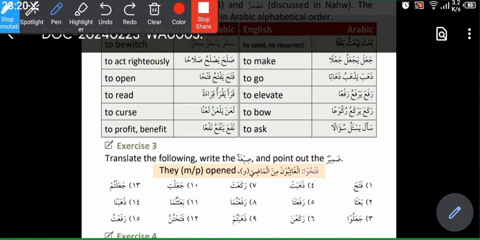Okay, so what is ja'alti? Feminine. I'm telling a feminine. Wahid mu'annas hazir. You made. M-A-D-E. You made. Very good. Ahsanti, mashallah. What is this one?